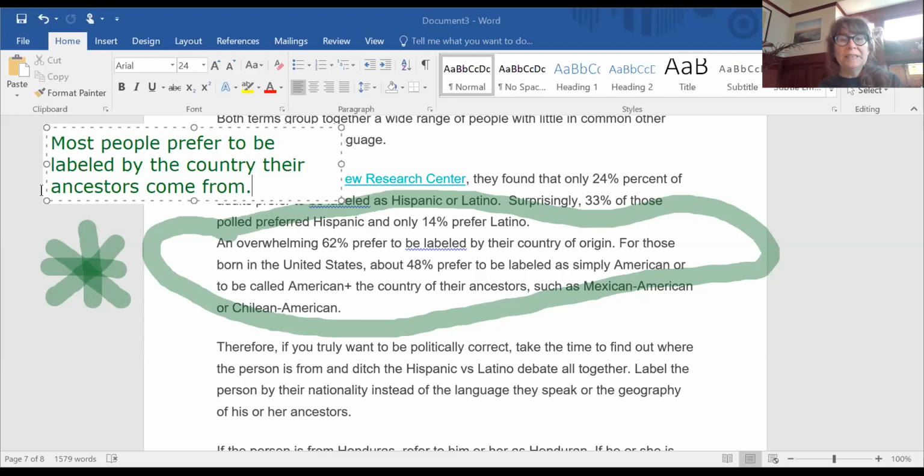Therefore, if you want to be politically correct, take the time to find out where the person's from and ditch the Hispanic versus Latino debate altogether. Ooh, that's so important. Take the time to find out where they're from. Label the person by their nationality instead of the language they speak or the geography of his or her ancestors. Absolutely. That's very powerful. Take the time to find out. Okay, I'm going to clear this.